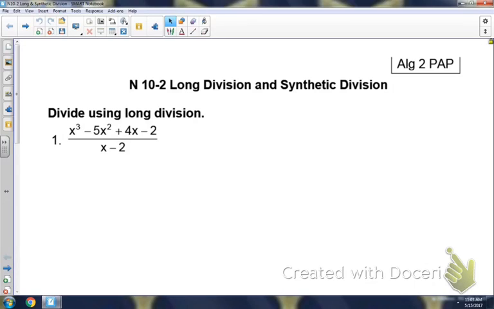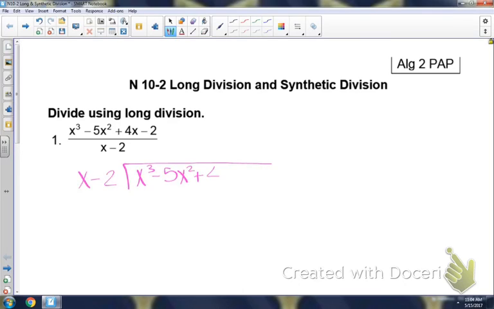Okay, so the denominator always goes on the outside, and then your numerator always goes on the inside. So x cubed minus 5x squared plus 4x minus 2. Okay, so we're going to divide this. So notice we have two terms that we're dividing by, x minus 2. So we need to look at these first two terms, and our answer will go right above that.